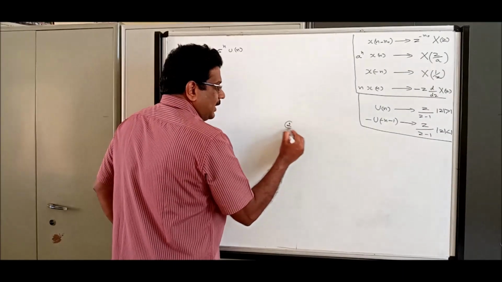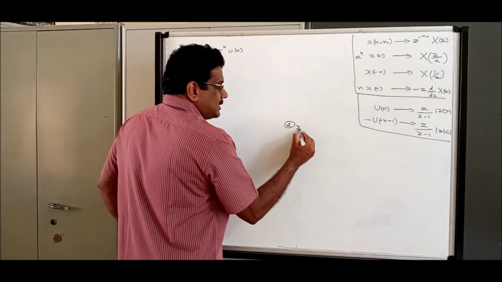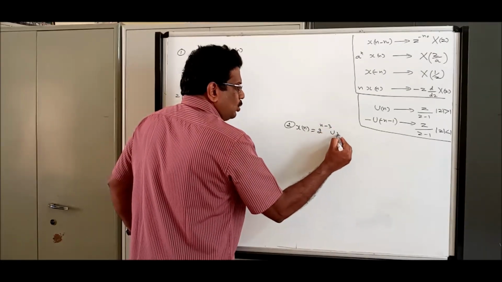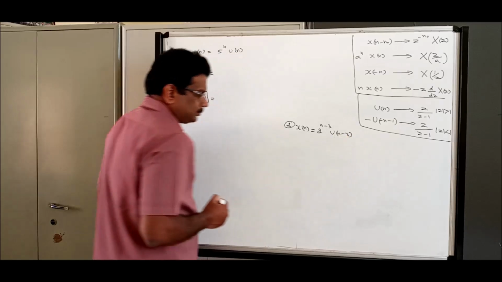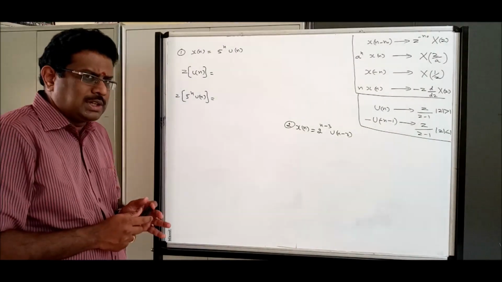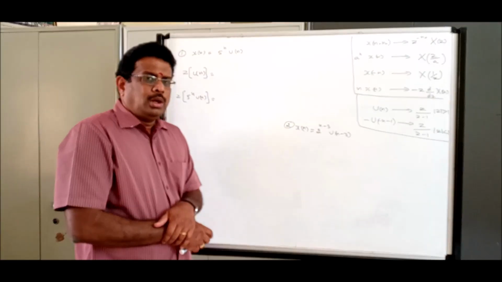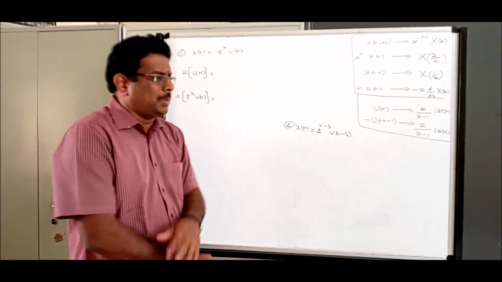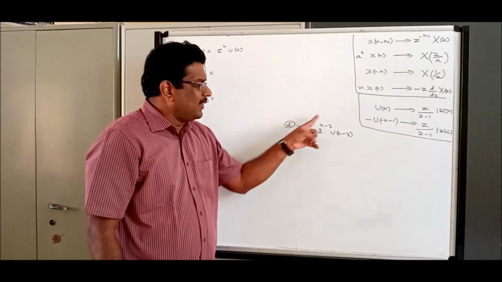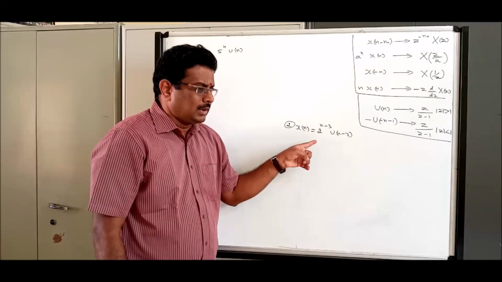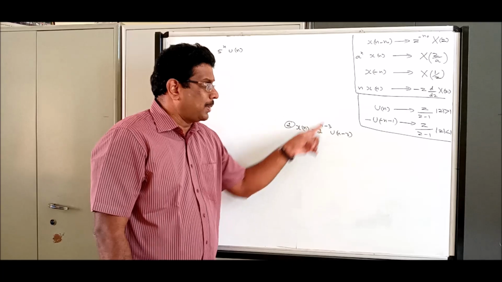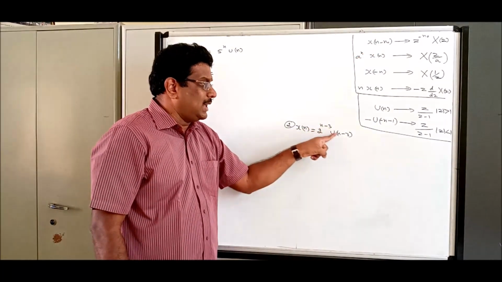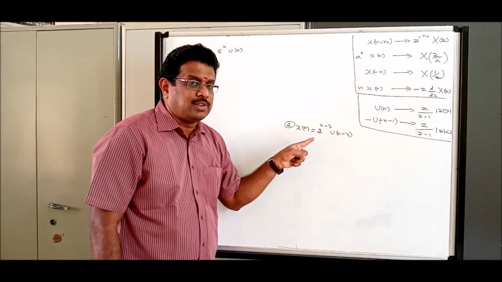Let's listen. Number 2. What is the question now? 2 power n minus 3 u of n minus 3. The moment you see this particular problem, what do you feel with respect to property? First you should remember: are you having time shift property? Yes. What is the time shift property? n minus n naught. n minus 3, n minus 3.